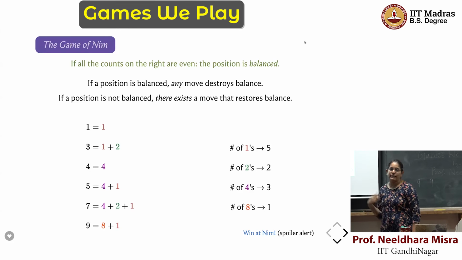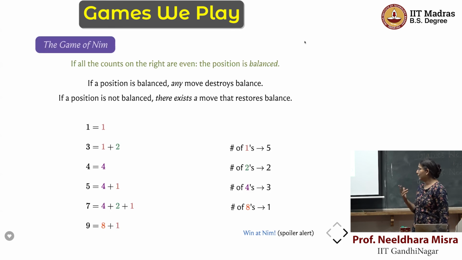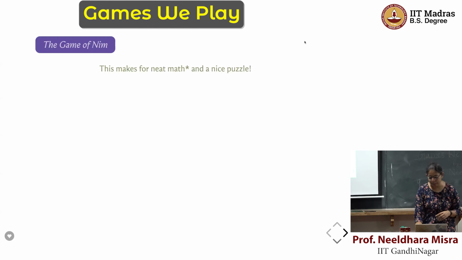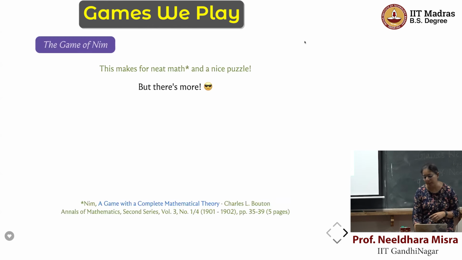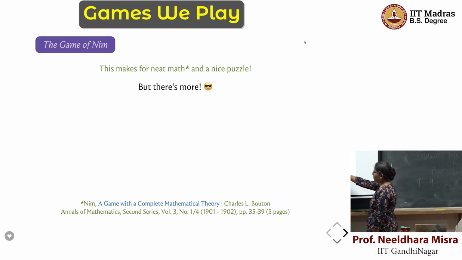And if this is not the case, then the first player can win. So basically that's the theorem. This is the starting point of what is known as Sprague-Grundy theory. But this particular thing was in this very cute paper. It's a very short, very readable 5-page paper by Bouton.